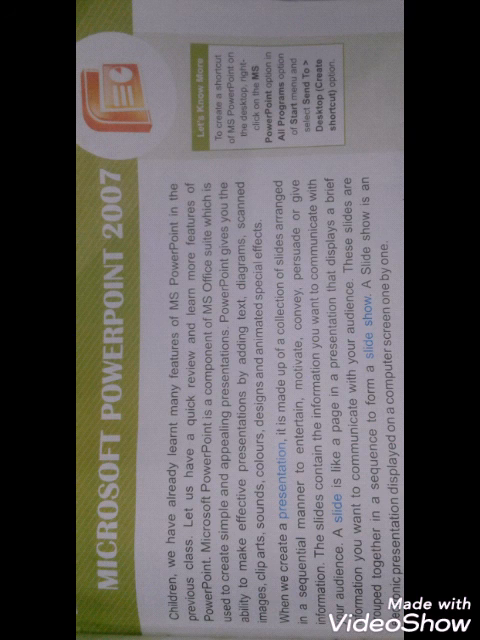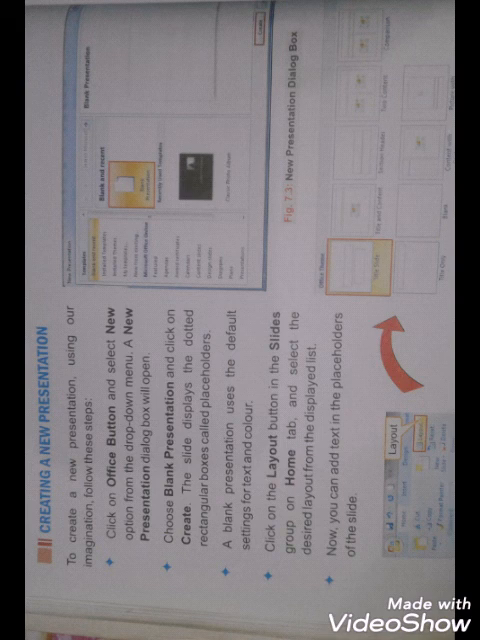So to start PowerPoint, we have to follow simple steps. First of all, we click on the Start button, then All Programs, then we choose Microsoft Office, and then we click on Microsoft Office PowerPoint. Whenever you click Microsoft PowerPoint, the window is opened as shown in your figure 7.2. After that, the next heading is creating a new presentation.